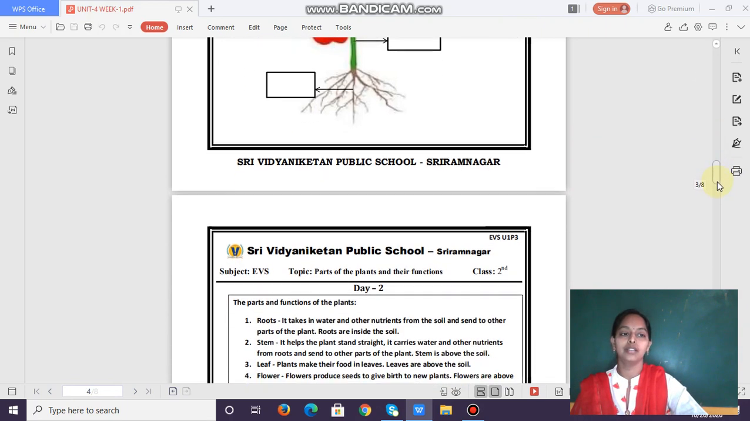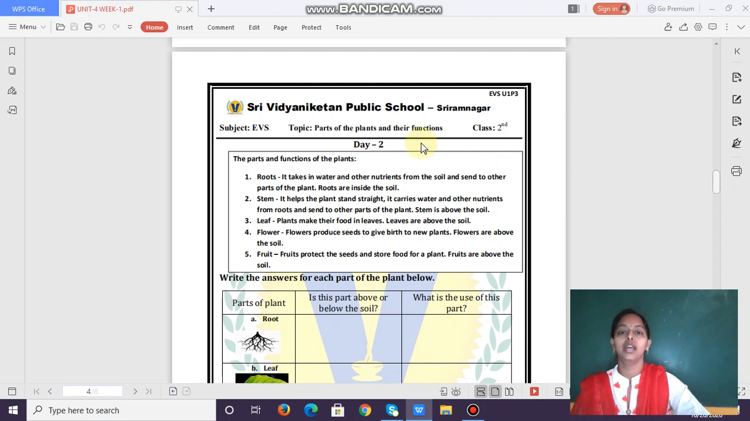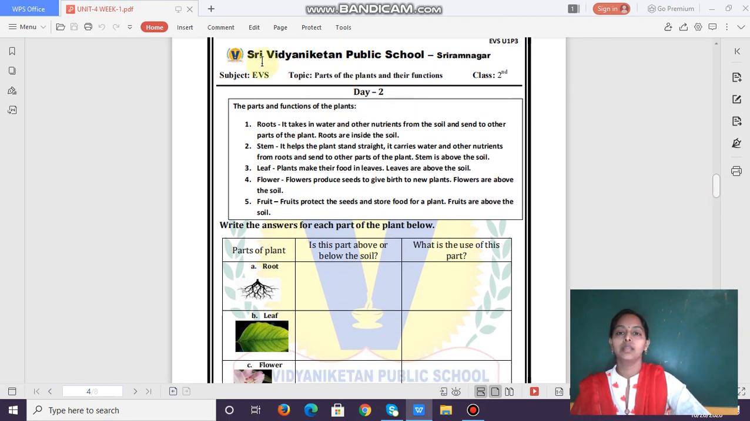Now move to the next worksheet, and that is day 2. Our topic is parts of plants and their functions. Here, see students, the parts and functions of the plants. The first one is roots. The function of the root is that it takes in water and other nutrients from the soil and sends them to other parts of the plant. Roots are inside the soil.